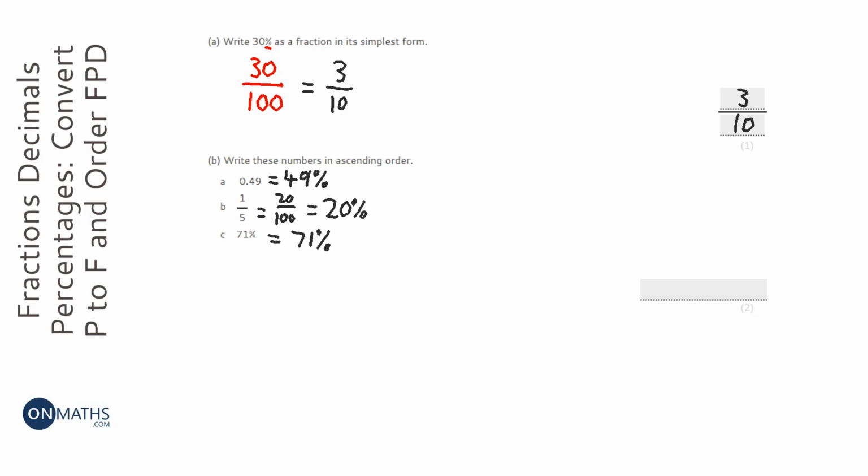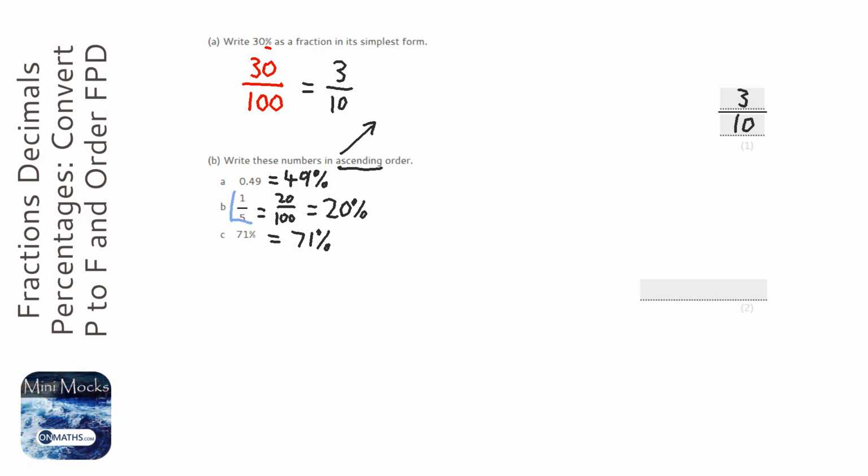Now you can clearly see here that the 20% is the smallest, 71% is the largest. However, we need to work out which way around it wants it. Well, it says ascending order. Ascending means going from smallest to biggest. A plane ascends when it takes off, and then descends when it starts coming down to land.